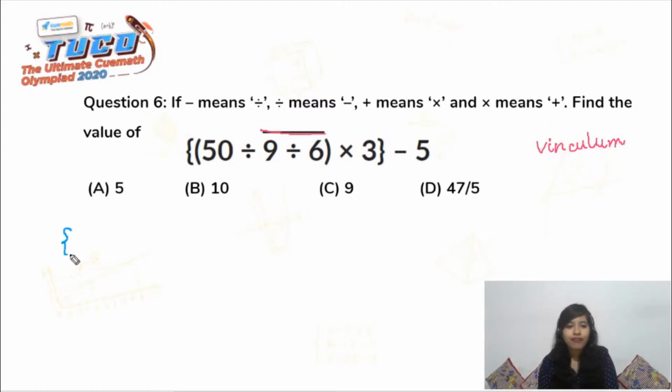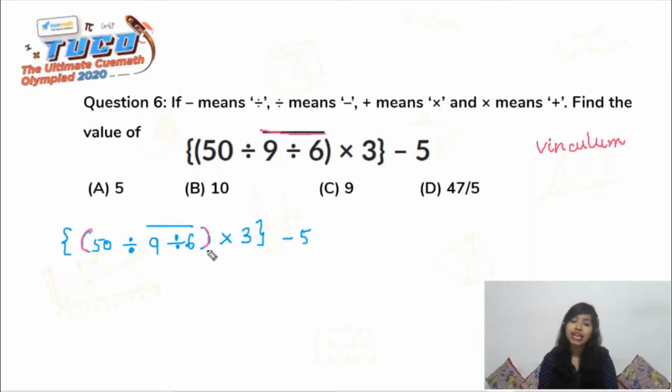So we have a curly bracket, small bracket, 50 divided by 9 divided by 6. 9 divided by 6 has a vinculum. And then times 3 minus 5. Let's see this. As I told you, first of all, before going ahead with the vinculum, check for the order of operations. We know as per BODMAS, bracket is the first thing which needs to be solved. So we have the bracket here.